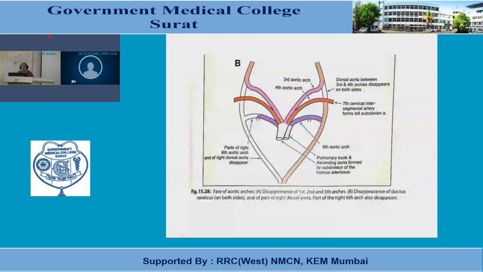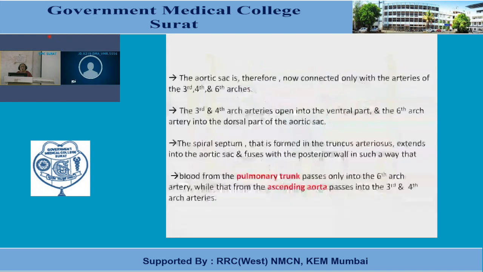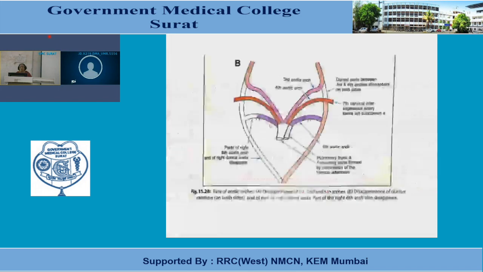This is the dorsal. So which arch is visualized? The sixth arch. So third and fourth aortic arches connect ventrally, and here dorsally the sixth aortic arch. So third and fourth arch arteries open into the ventral part and the sixth arch artery into the dorsal part of the aortic sac. So this is the aortic sac, this is the sixth connecting with the dorsal, and ventrally the third and the fourth arches.